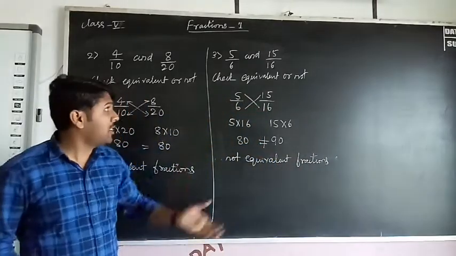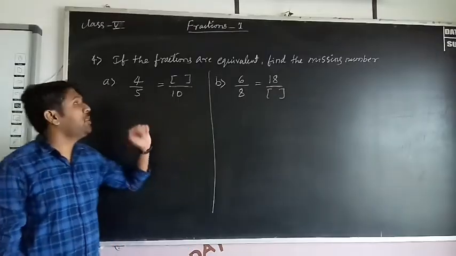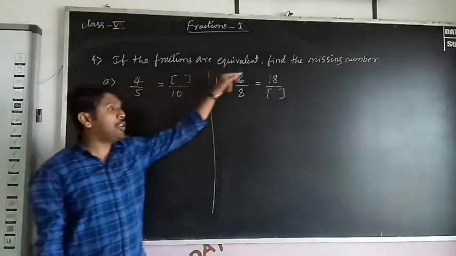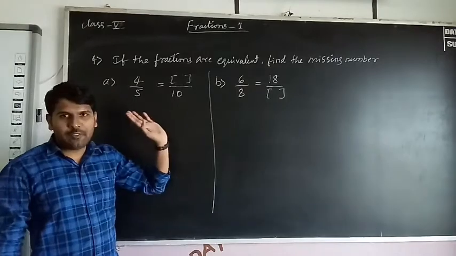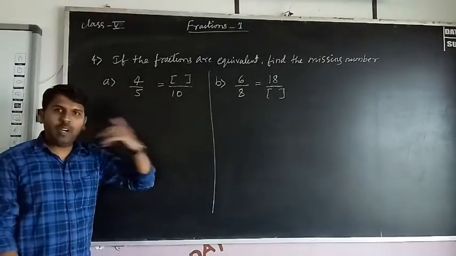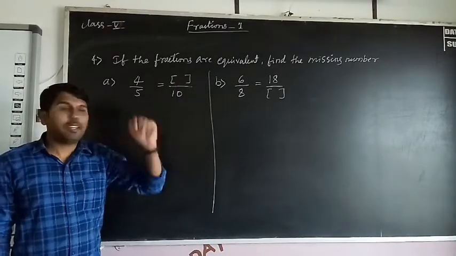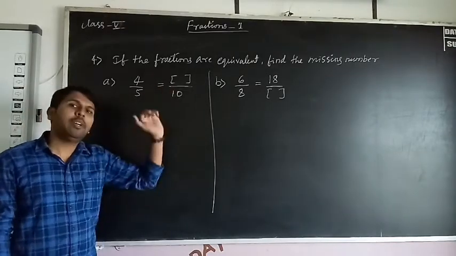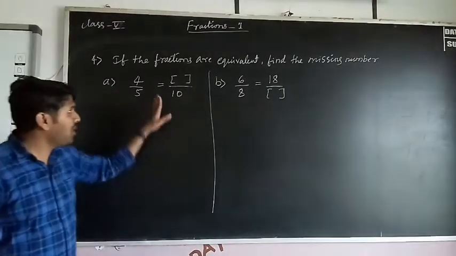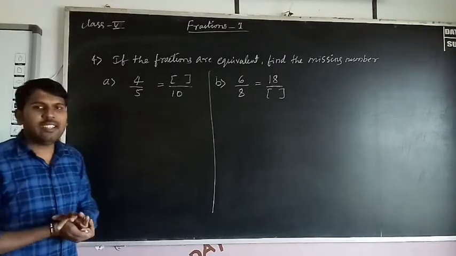I think you understand the concept of equivalent fractions. This is another concept. What is that? If the fractions are already equivalent, find the missing number. So these two fractions are equivalent fractions already. So find the missing number. How to find this one? Again by using cross multiplication, because these two are equivalent, which means the cross multiplication is also equal, isn't it?